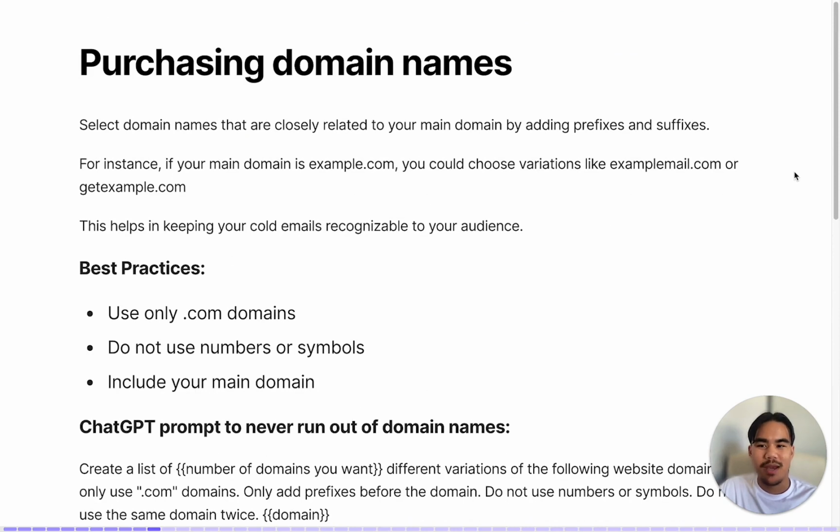Now, purchasing domain names. You need to select domain names that are closely related to your main domain by adding prefixes and suffixes. For instance, if your main domain is example.com, you should choose variations like examplemail.com or getexample.com. This helps in keeping your cold emails recognizable to your audience.